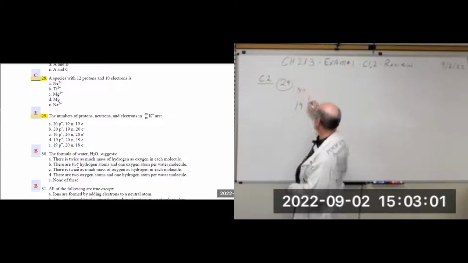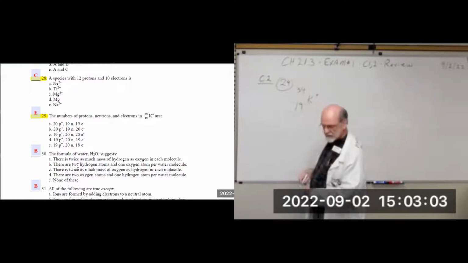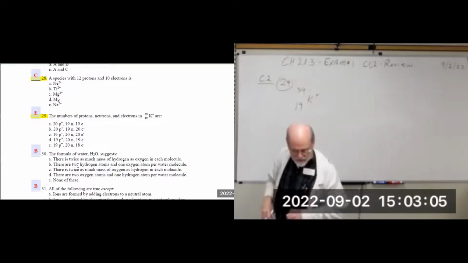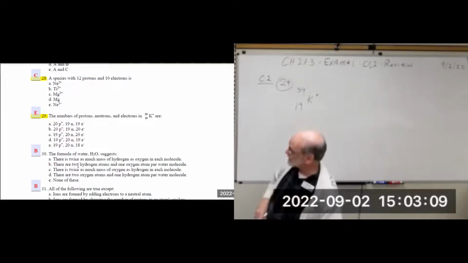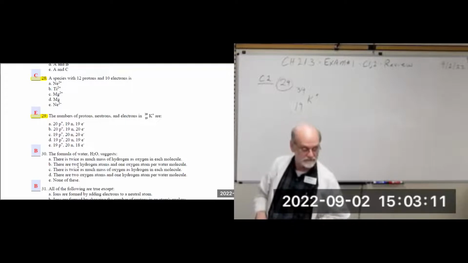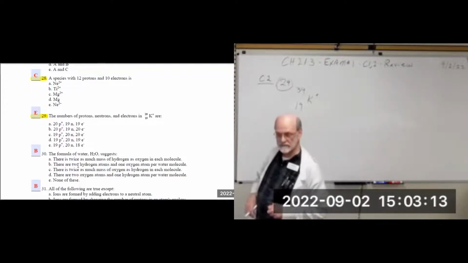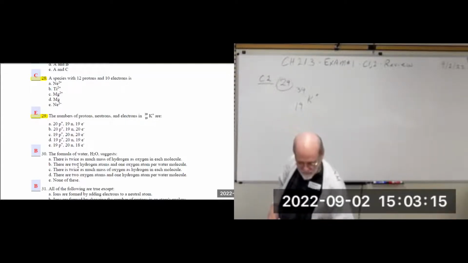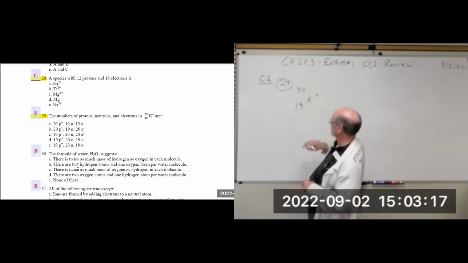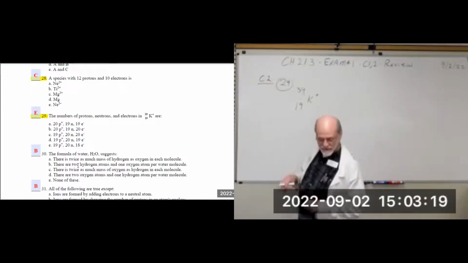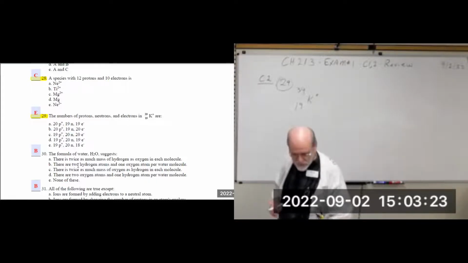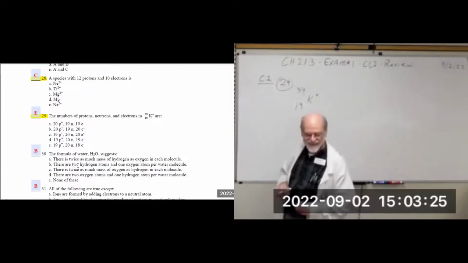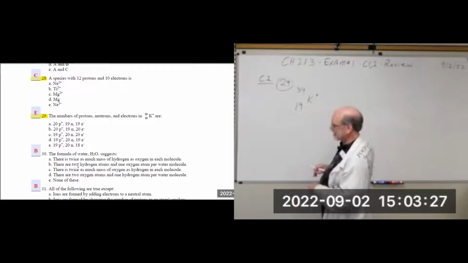Yeah. K plus. Okay, so how many protons? 19. That means it's got to be C, D, or E. Can't be A or B. How about the number of neutrons? 20. So, well, it still could be C, D, or E. How many electrons?